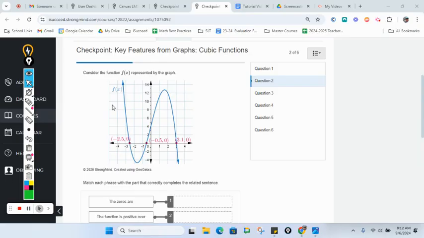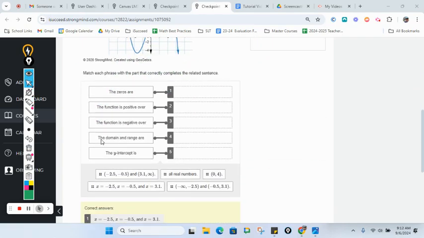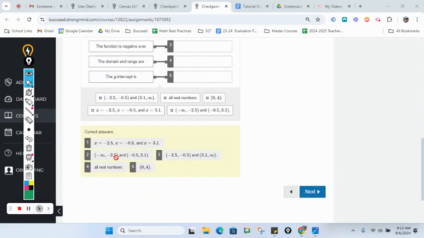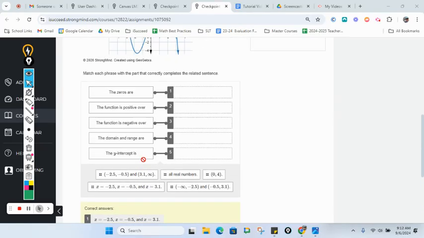So where is the function positive? Well, where are the y values positive? So all of this graph right here is all positive. So I want to describe this little section. I need to describe this section. So all the way from negative infinity to 2.5, and then that negative 0.5 to 3.1.